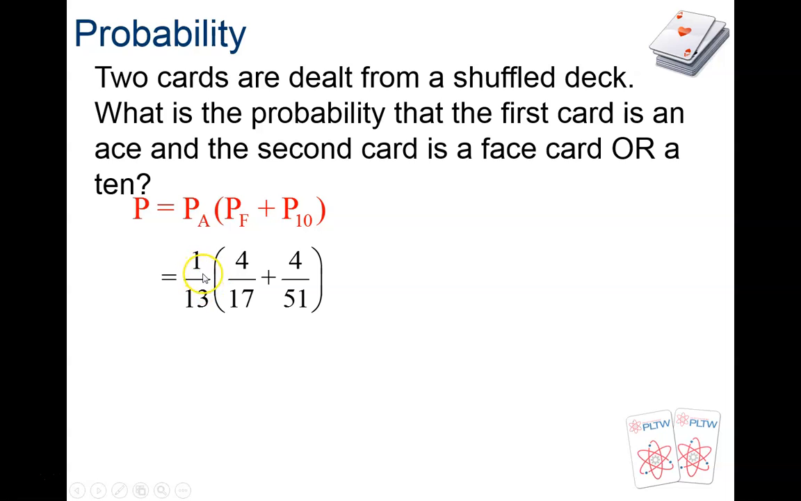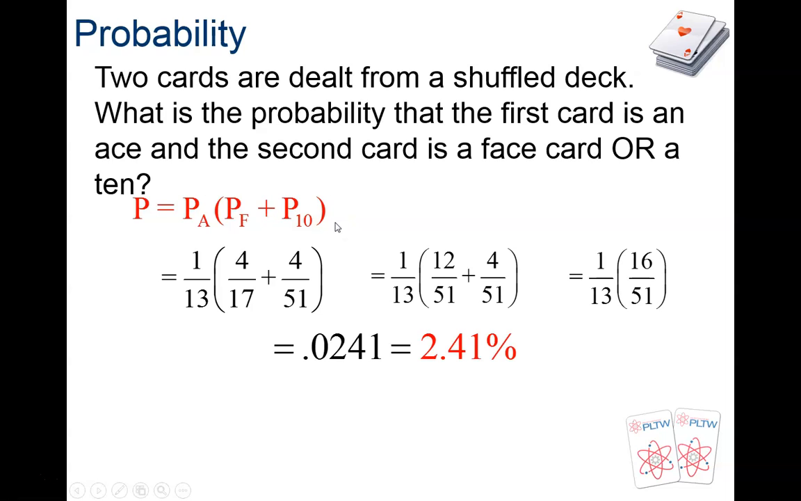So kind of a complicated process here, but hopefully it's making enough sense to you. Okay, so they're doing math, and the resulting percentage is 2.4%, or 0.0241.